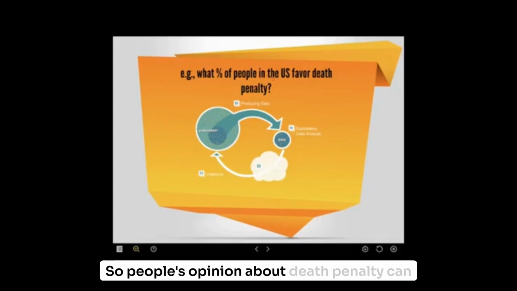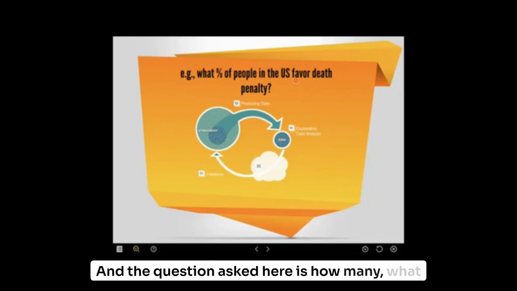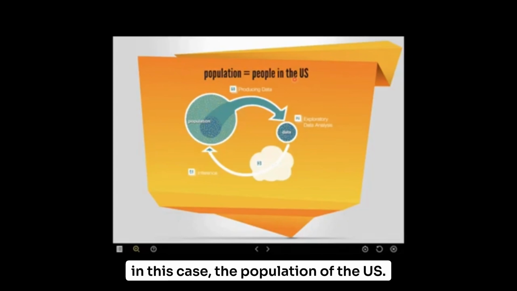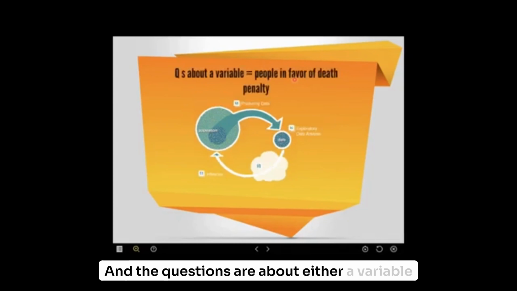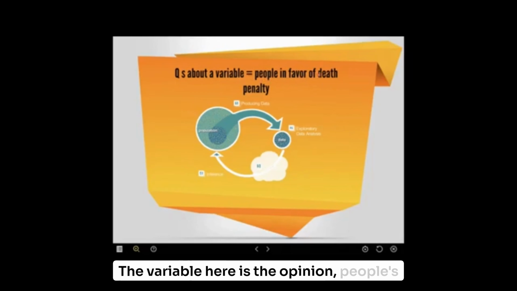So people's opinion about death penalty can be called a variable. A variable is something that changes from place to place, or person to person, or from time to time. So one's opinion about death penalty is such a variable. And the question asked here is what percentage of individuals in the US favor death penalty? So questions are about population, in this case, the population in the US, and the questions are about either a variable or about the relationship between two variables. In this question, the question is about a variable. The variable here is people's opinion or favorability of death penalty.